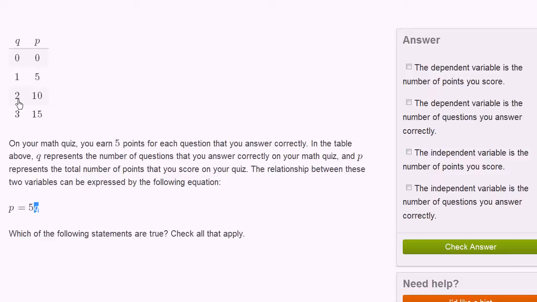2 questions right? Well, 2 times 5 is 10. 3 times 5 is 15. So this all makes sense. So then they ask us, which of the following statements are true? Check all that apply. So let's think about this.